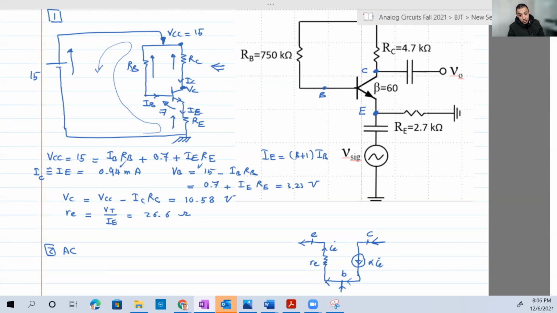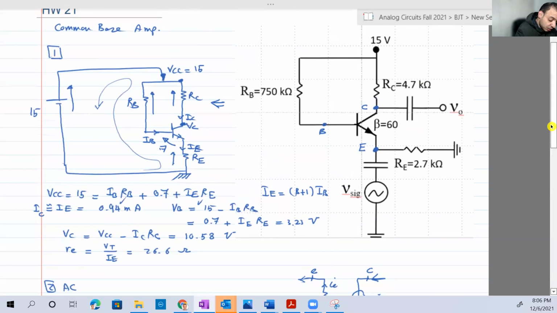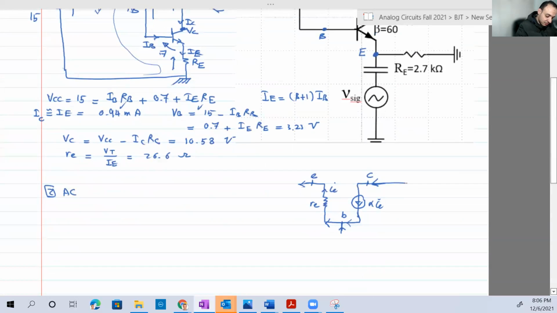Now we can connect the rest of the circuit. In AC, the capacitors are short, and we can cancel the DC source, which is VCC in that case. So what's between the collector and the ground? Of course this will be shorted, so it will be just a short like this. So we have just VO and RC, and there is no RL here.